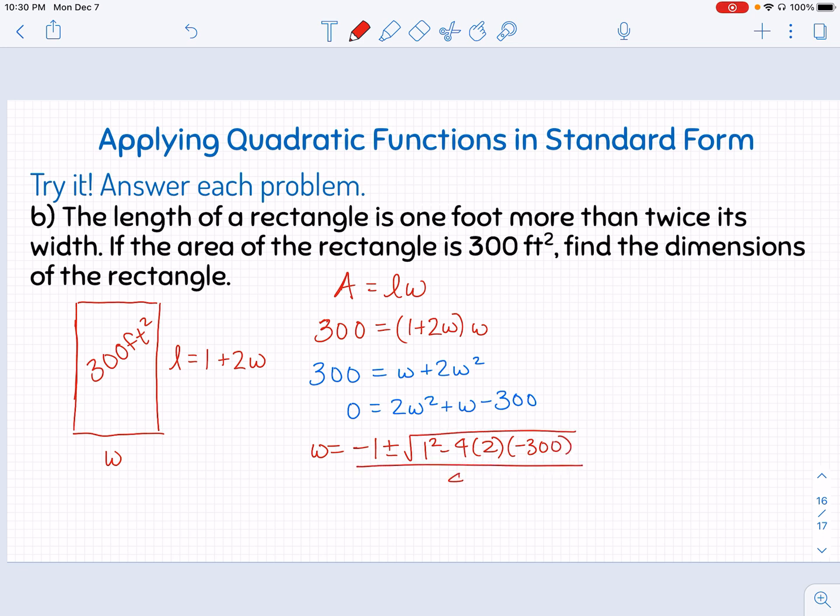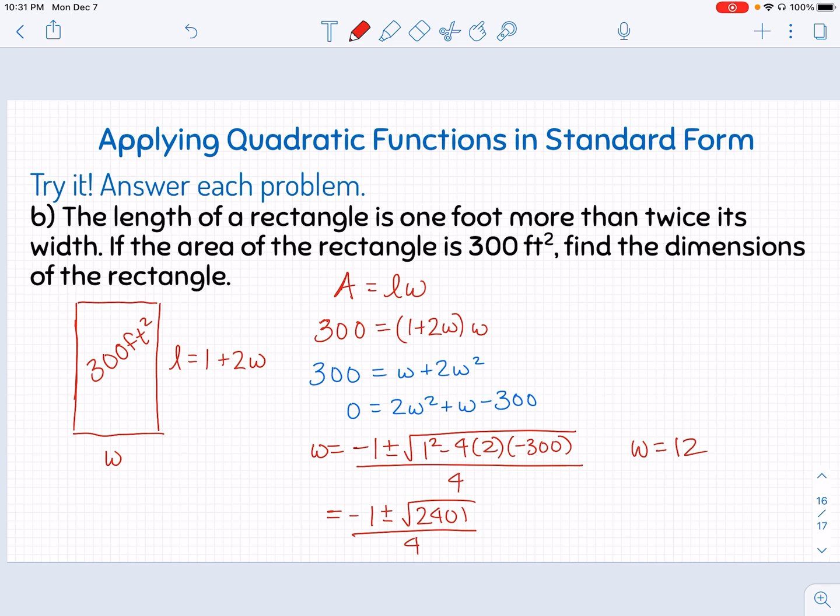all over 2A. And if I find my discriminant of 1 squared minus 4 times 2 times negative 300, I get that my discriminant is 2401. And then when I make sure I put my whole numerator in parentheses, I get negative 1 plus the square root of 2401 divided by 4. So I get that W equals 12. That seems like a good option.